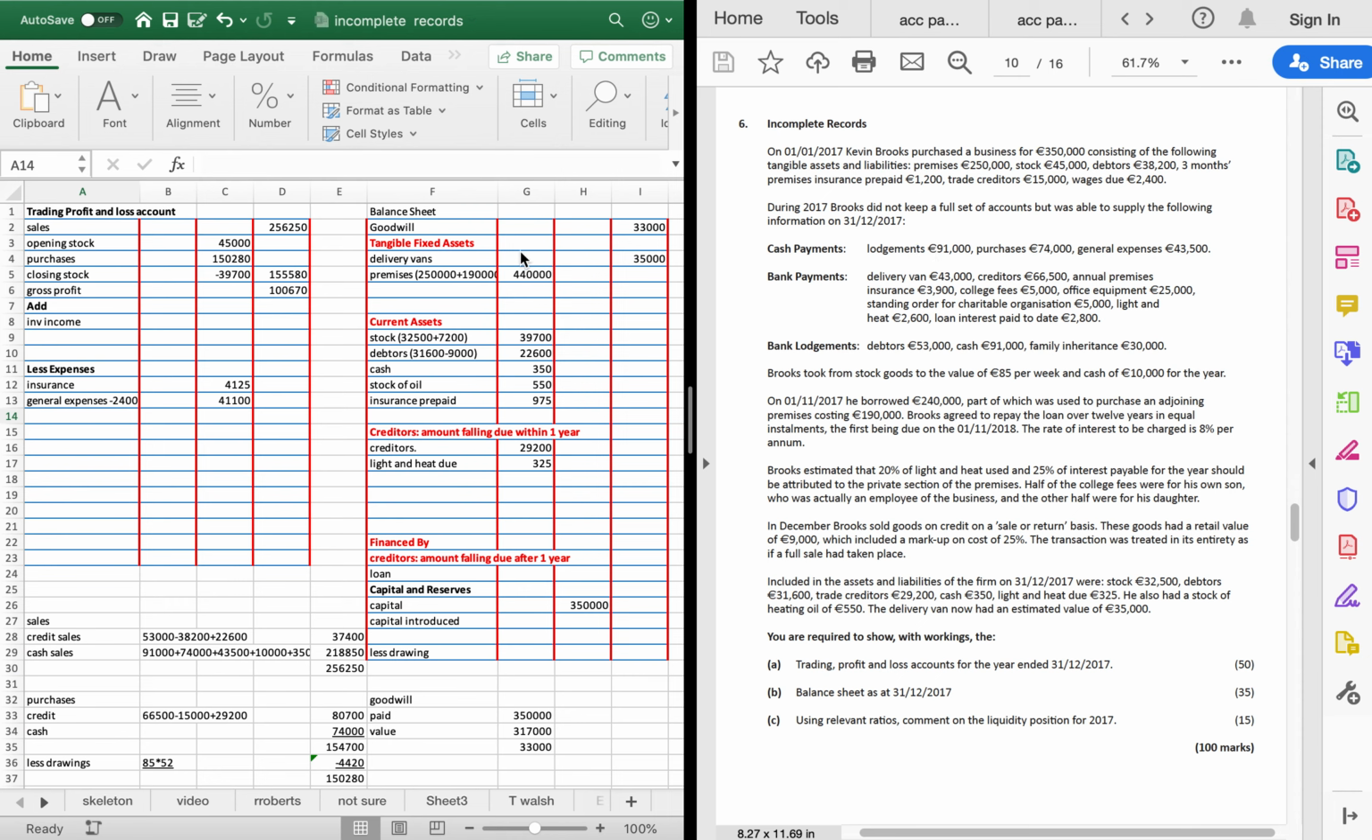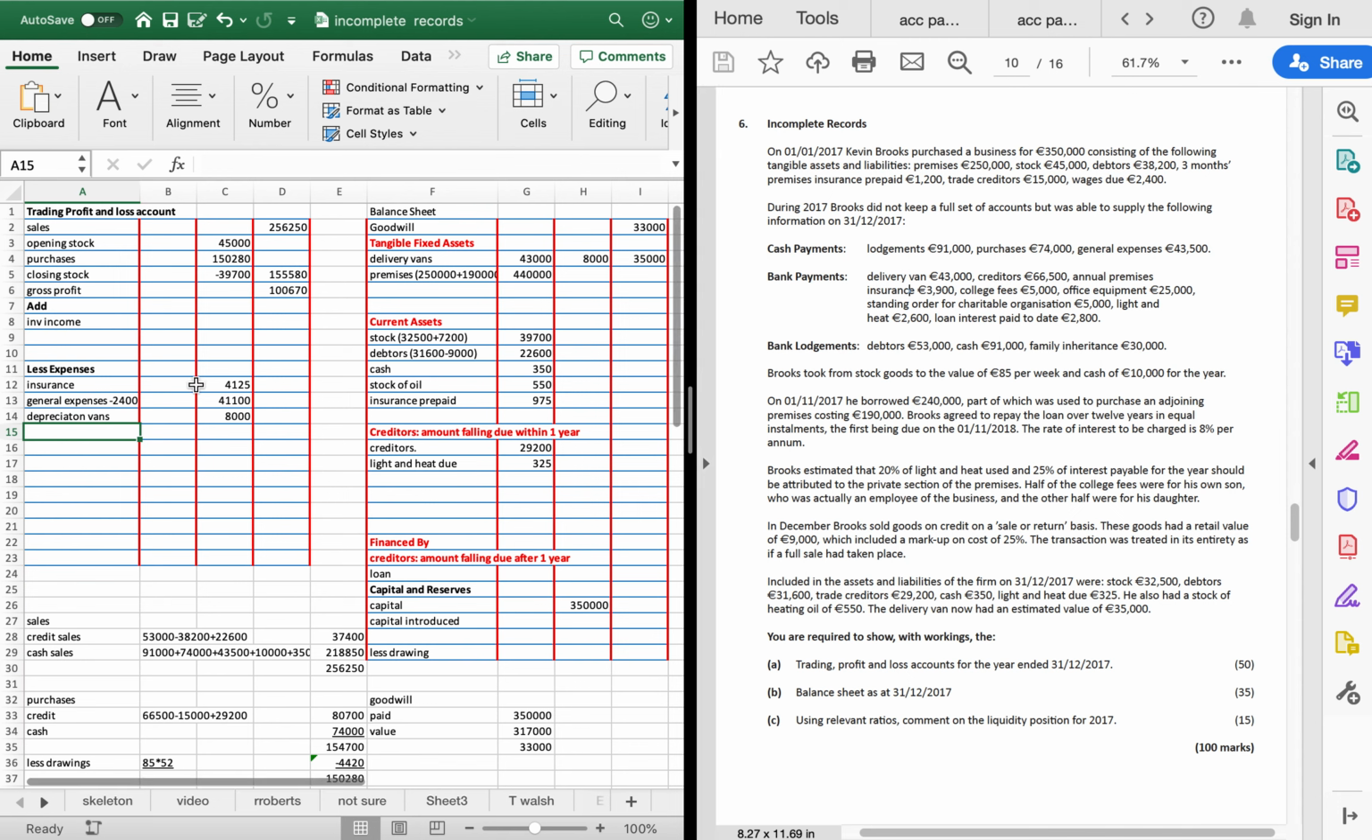Delivery vans, right? Delivery vans 43,000. Now, if they cost 43,000, we didn't buy or sell any, and they're valued at 35,000. That means there's a depreciation of 8,000. So that goes there. But remember, depreciation for a year is an expense. So that 8,000 also has to go in your trading profit and loss account. That's that one done.